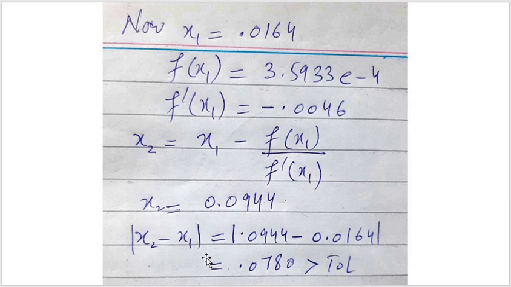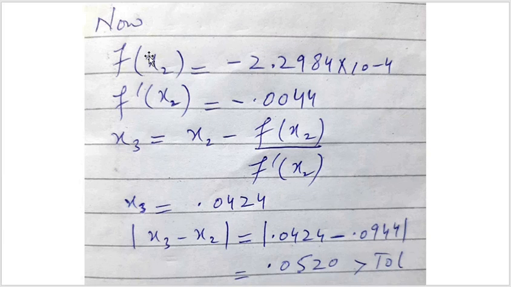So students, x2 minus x1. Now beta, you are basically finding the error. So the error here is 0.0944 minus 0.0164, so 0.0780. Once again, this is greater than tolerance. So beta, again you will have to find out the next value.